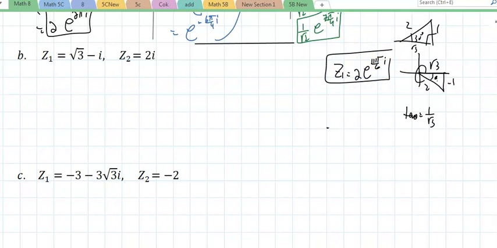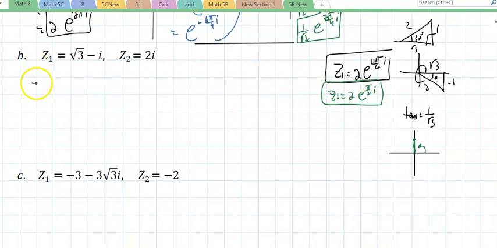z2 is really simple. It's simple to see, but very hard to find using formulas. 2i. It's simply 2 e to the pi over 2i. Again, if you want to use degrees, I really don't mind. It's fine with me.